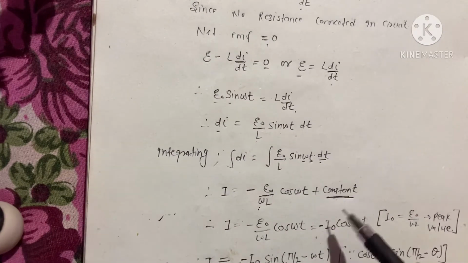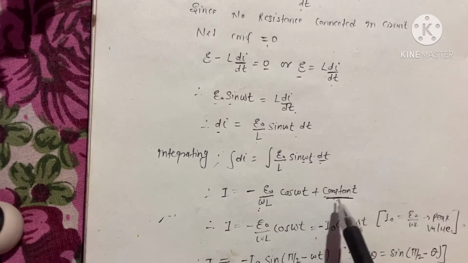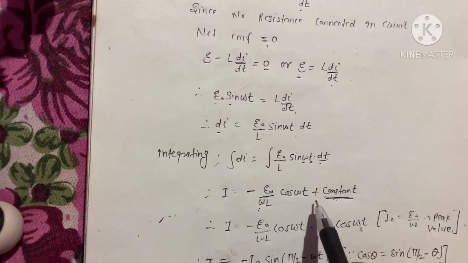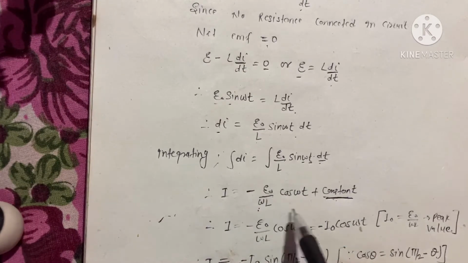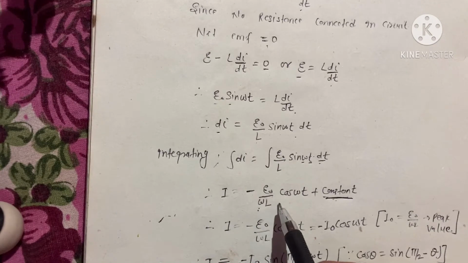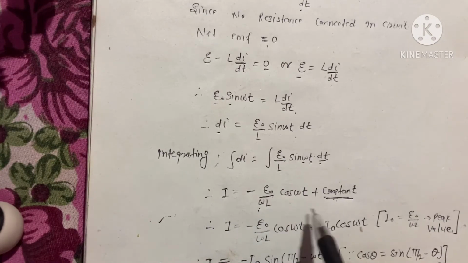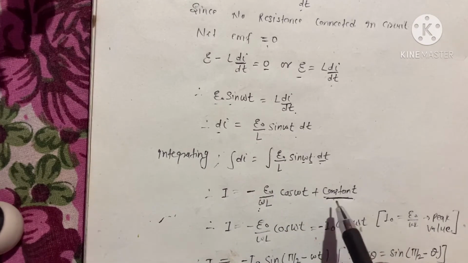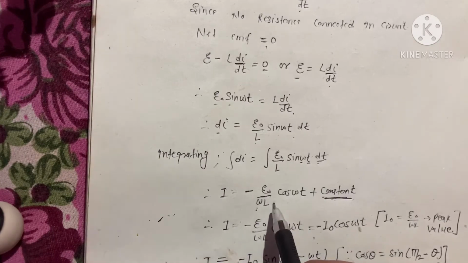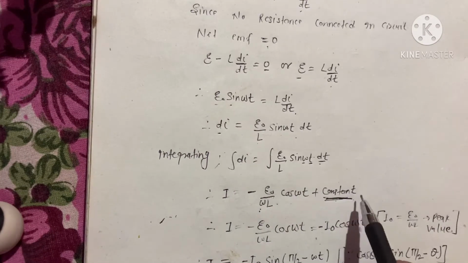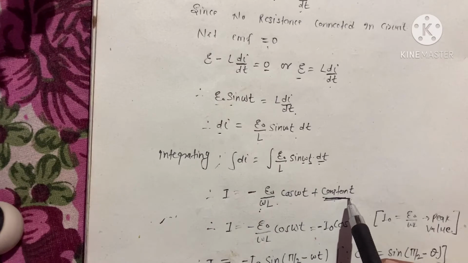Okay, you will say, sir, why is this so? Because the average value of this will be 0. If you take the average value of cos omega t, it is 0. And this is already 0, and the total should also be 0. So if the total is 0 and this is already 0, it means this is also 0. Therefore this constant is 0 in this case.